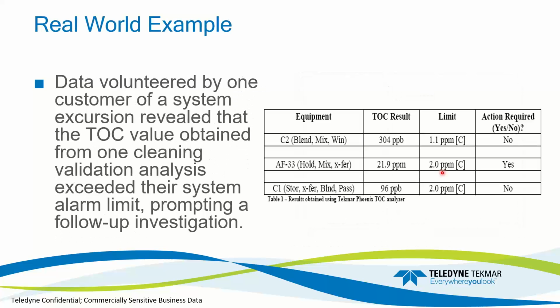But when we look at TOC here, we know that we have a go, no-go, or actionable limit that we can set. 304 ppb is below our limit of 1.1 ppm. No action needed. But as you see on the second sample, action was needed, but further investigation proved it was an outside source of contamination from the personnel collecting the water.